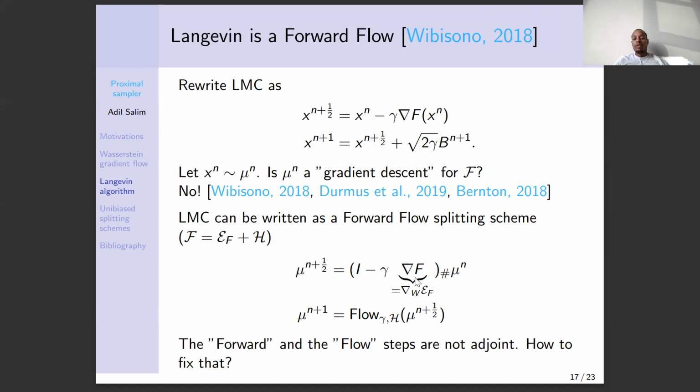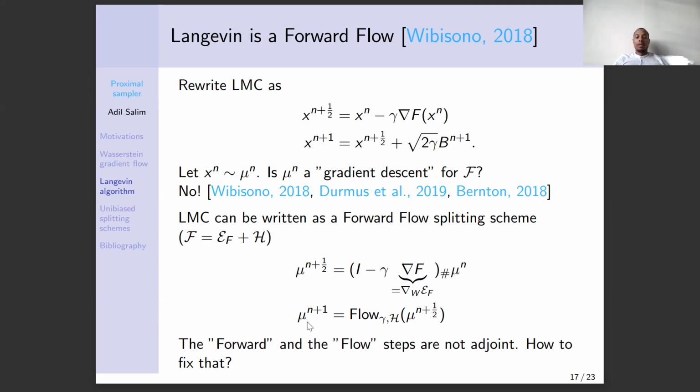But recall that gradient of f is just the gradient of the potential associated to f. So this corresponds to the analog of a gradient descent over the Wasserstein space, because what I do is to take the image measure of mu n by the map identity minus gamma times the gradient of the potential functional. So this corresponds to one Wasserstein gradient descent step for the functional given by the potential. And then I obtain mu n plus half.